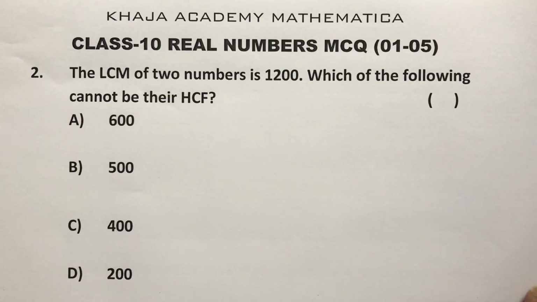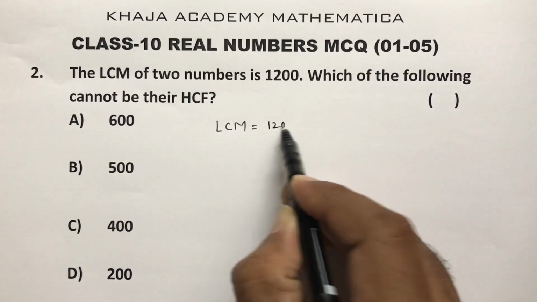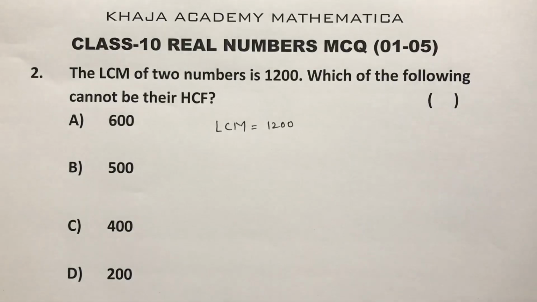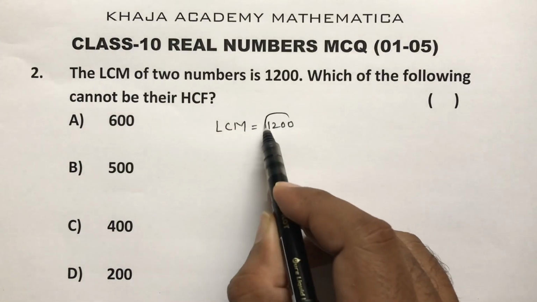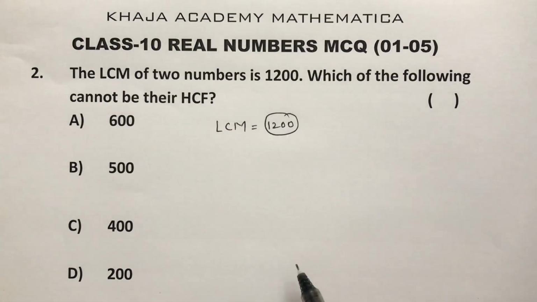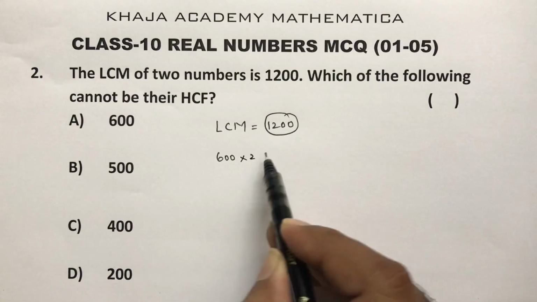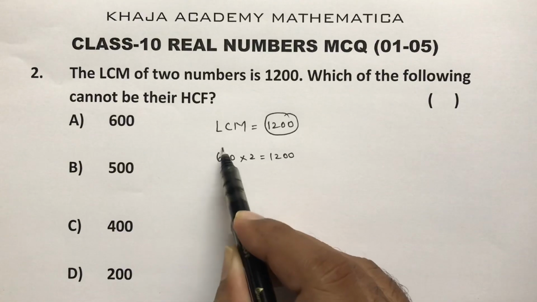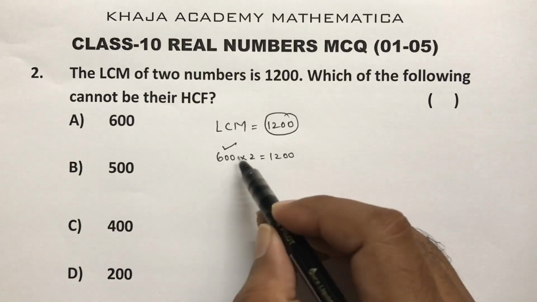The LCM of two numbers is 1200. Which of the following cannot be their HCF? See here, LCM is 1200. Which of the following cannot be? We don't know what the two numbers are. But there is a condition that HCF should be a factor of LCM. See now, 600 times 2 is 1200. So 600 can be a factor. 600 can be a HCF.